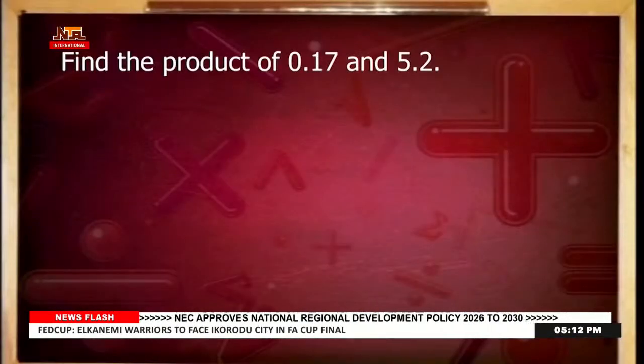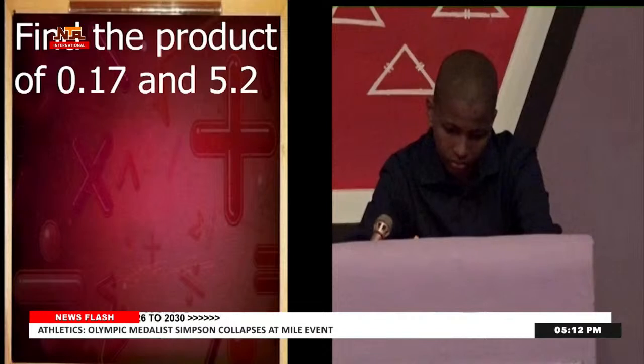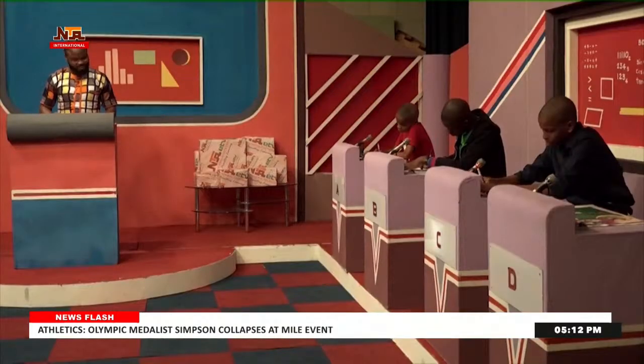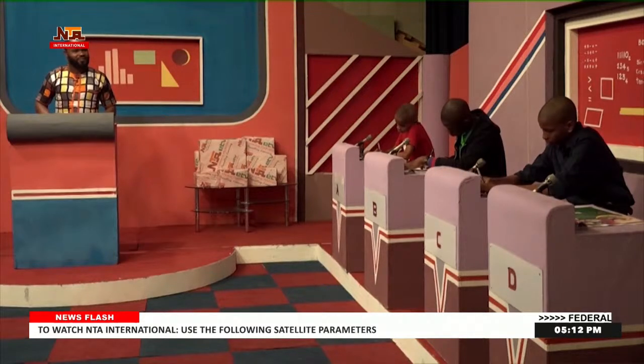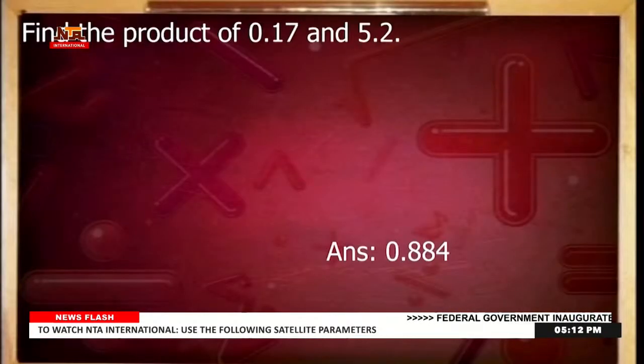Now, contestant C, your question. Question number 9. Find the product of 0.17 and 5.2. Your time is up. The answer to that is 0.884.